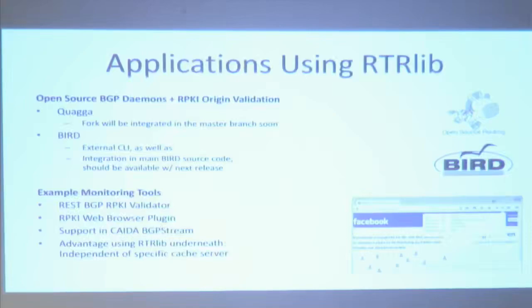What is the advantage of using the RTRlib for monitoring instead of using, for example, the validator itself? For example, the validator also provides insights into the ROAs. The advantage is that you are independent of a specific cache server implementation, which makes it much easier to change the cache server underneath, for example. And also, if you think about redundancy, it makes sense not to rely on a specific cache server.